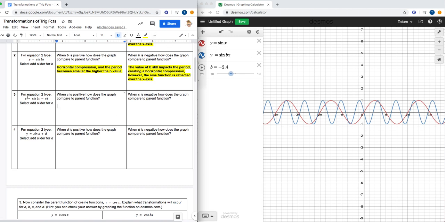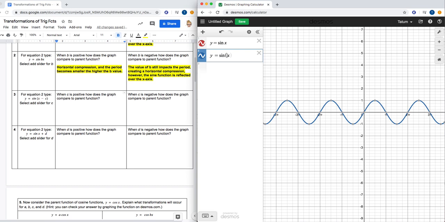So for number 3, we need y is equal to the sine of x minus c. We're going to add a slider for c, and it looks like when c is positive, I'm going to go back to 0, if I can find 0. Here's 0. When c is positive, that whole function just shifts to the right. When c is negative, the function shifts to the left.